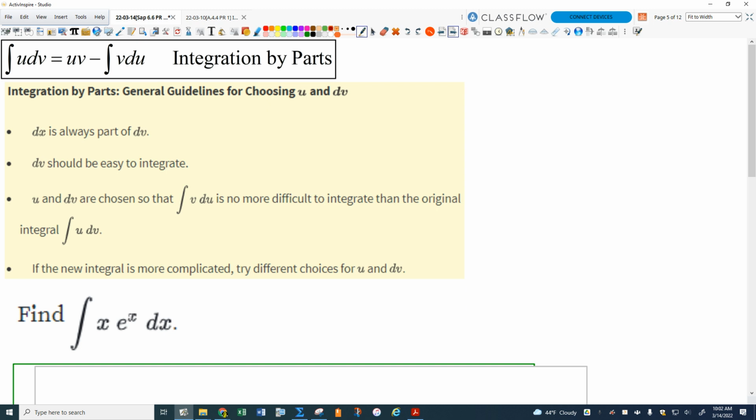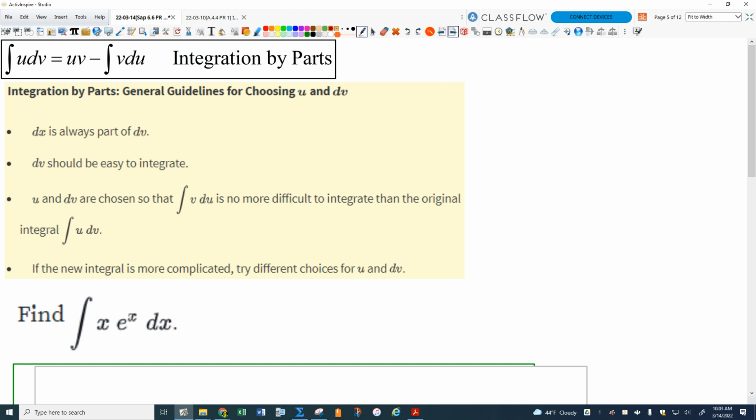So first of all, some guidelines. When would we use this technique? Well, we're only going to use it when it makes sense. Some things we need to know: dx is always going to be a part of dv, assuming x is our independent variable. Like down here, for example, we've got the integral of x e to the x dx.